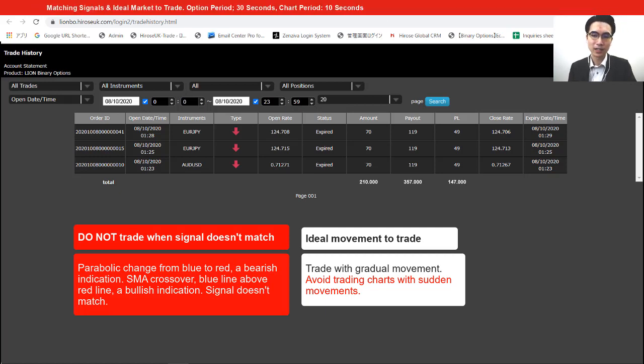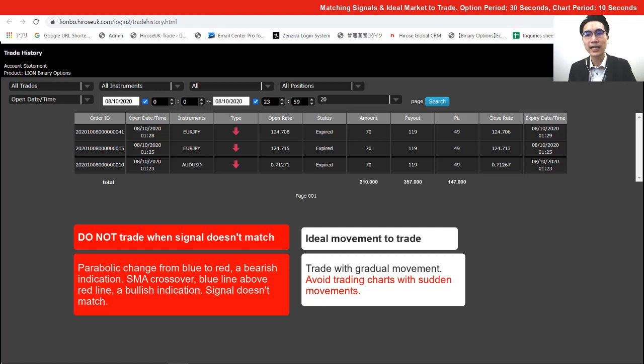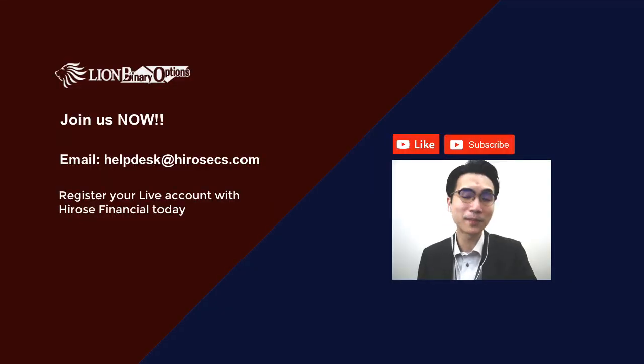Next, what you need to keep in mind is to trade with a gradually developing candlestick chart, to avoid sudden jumps or falls, so that you can have a more accurate prediction of the price movement. So that's pretty much it for today.